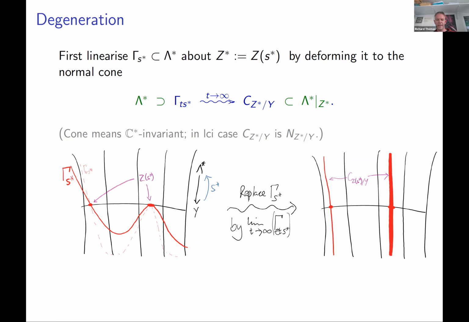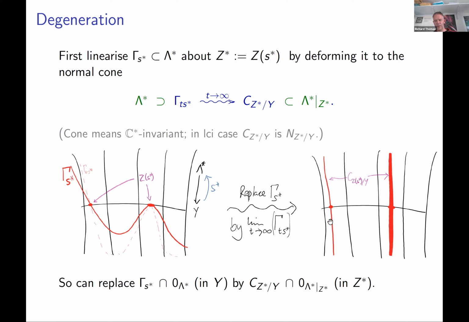It's C star invariant. And the advantage of this is it lies not just in lambda dual, but it now lies in the restriction of lambda dual to Z dual. So it's now localized to Z dual, the zeros of S dual. And now instead of intersecting in lambda dual with the zero section, I can intersect in lambda dual restricted to Z dual. So I can intersect inside these red regions here.